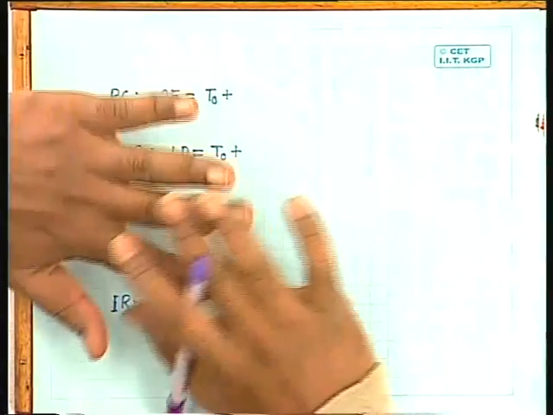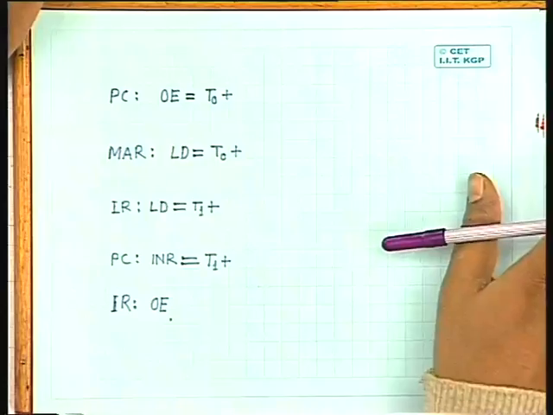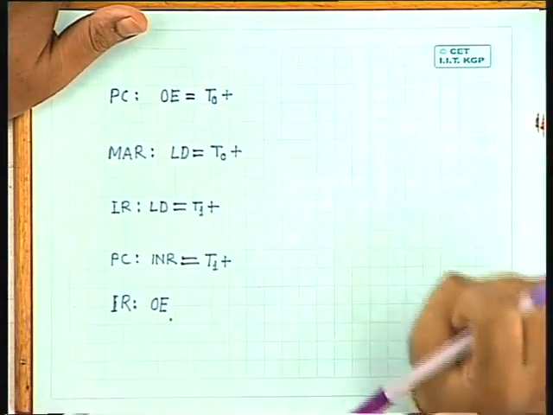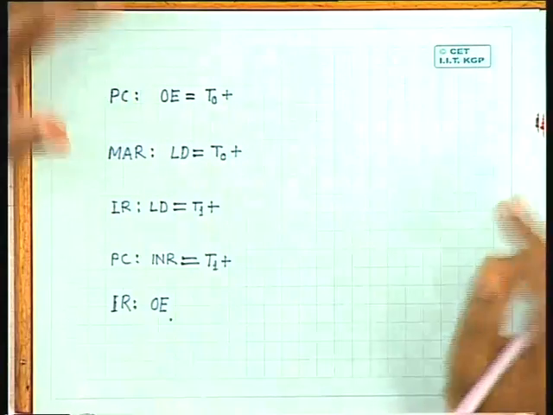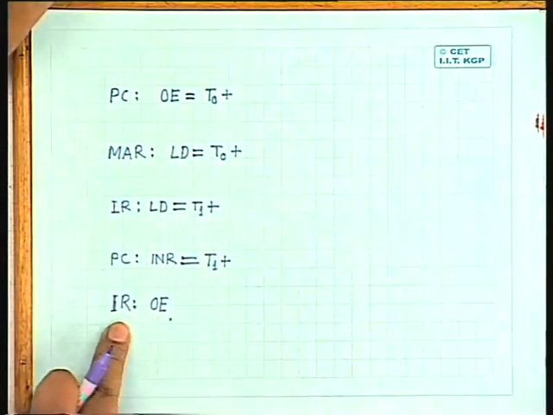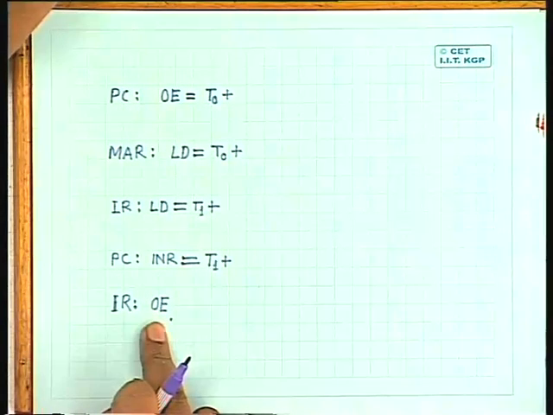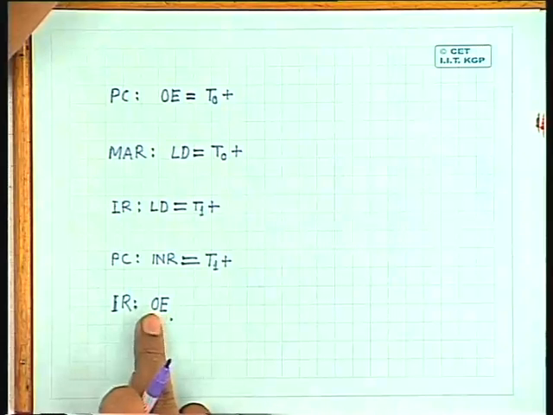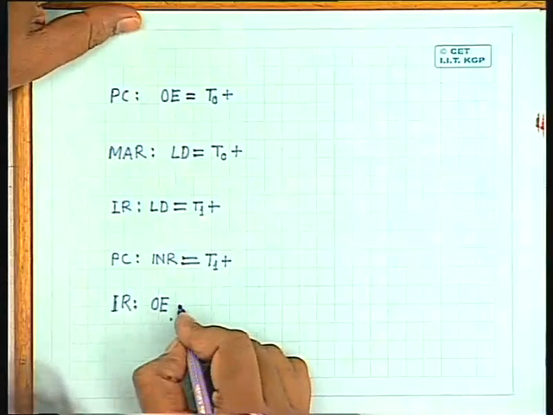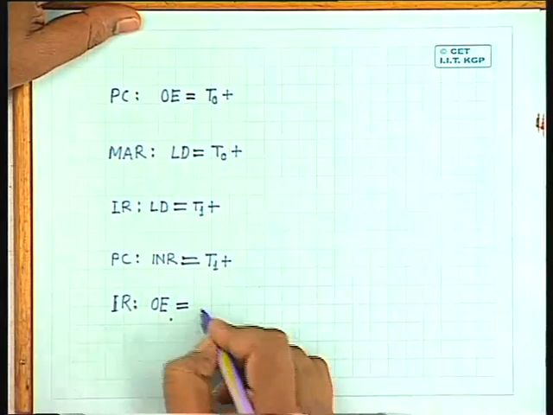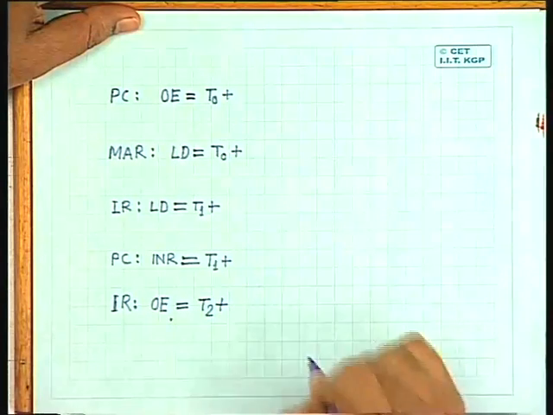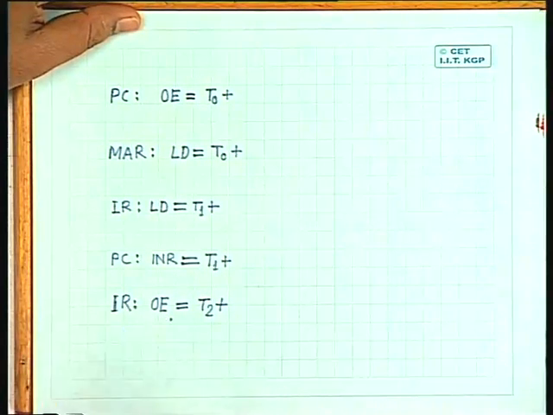Input can go simultaneously to all the destinations. But the one for which the load input is active will be the only one that loads the input. Others will not load it. But for output, we must have specific selection, otherwise there will be a data clash. So for the instruction register, the output enable control decides the output of the instruction register going to the common data path, and this must be active during time interval T2. So I'll put it as T2. Whenever T2 is true, output enable of the instruction register is true.